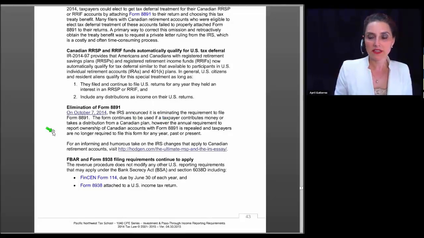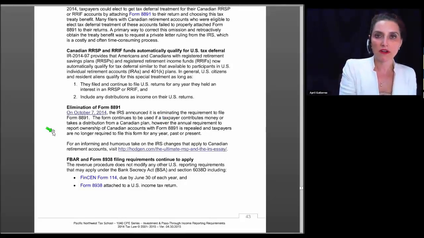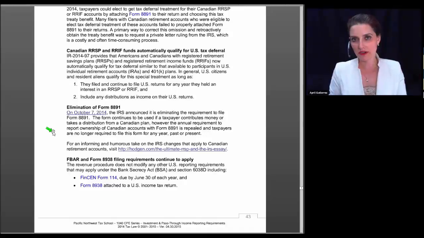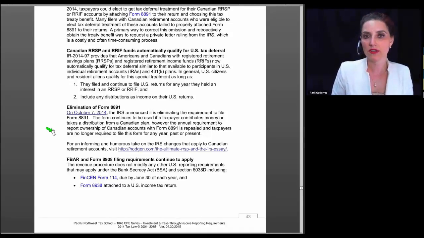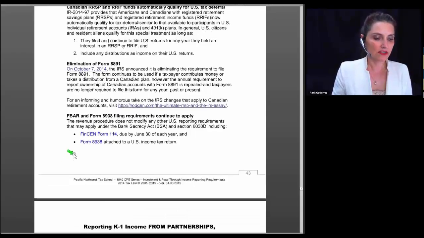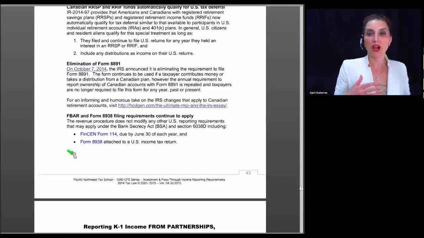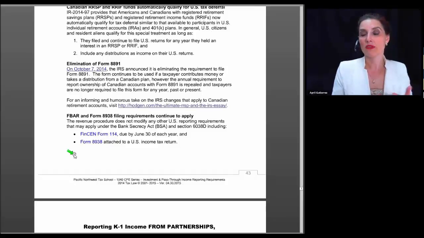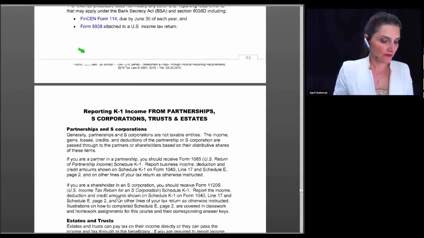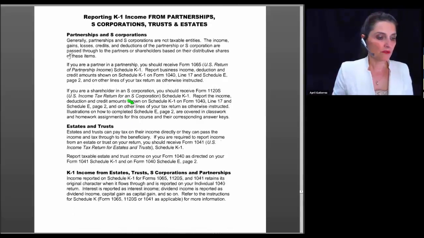8891 still exists because if you put money into an RRSP or you take money out of an RRSP, the IRS still wants to know about it, but the annual requirement to just report your existing balances in the Canadian account is no longer there. And IRS said initially that it was doing away with the form completely, so I thought it was going to be gone. And then all of a sudden they didn't get rid of it, and it's still being used for people who put money in or take money out. Go figure.